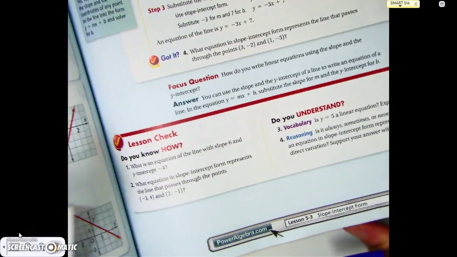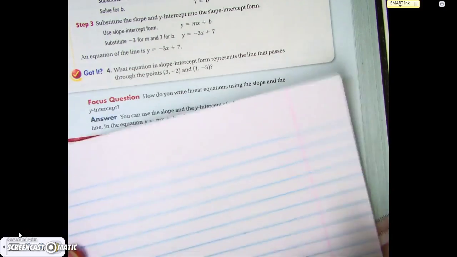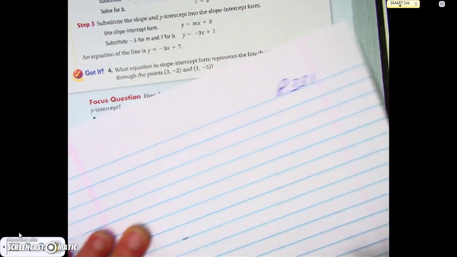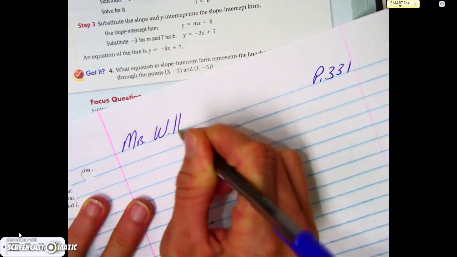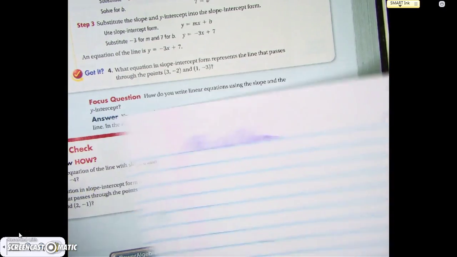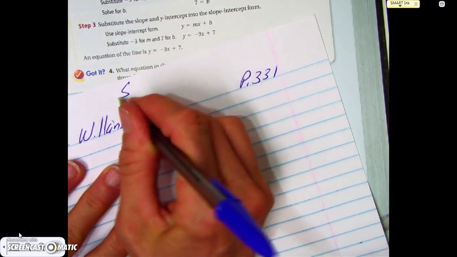All right, we're working out of the textbook today. You're going to be on page 331 in your textbook. So at the top of your paper, write the page number, page 331, put your name. This is Wilkinson, so I'm doing this also with you. We're learning about slope-intercept form, so I'm going to write that at the top.